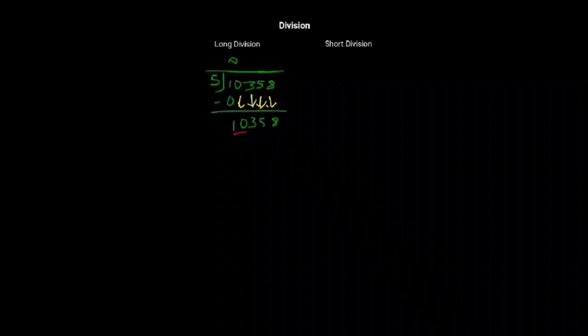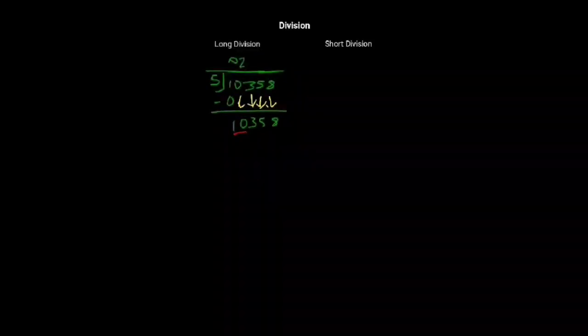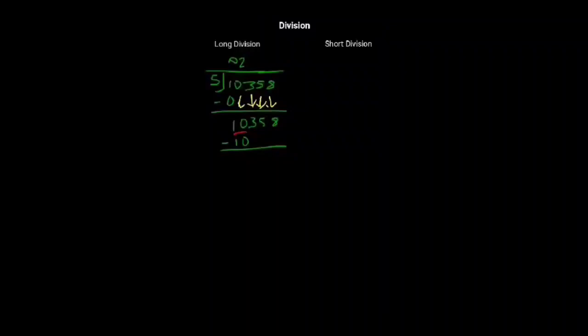Now we have 10. So we have 5 into 10, and that is 2 times. 5 times 2 is 10, and we subtract again. Our 8 comes down, our 5 comes down, our 3 comes down, and then we subtract. So we have 8, 5, 3, 0 from 0 is 0, and 1 from 1 is 0.